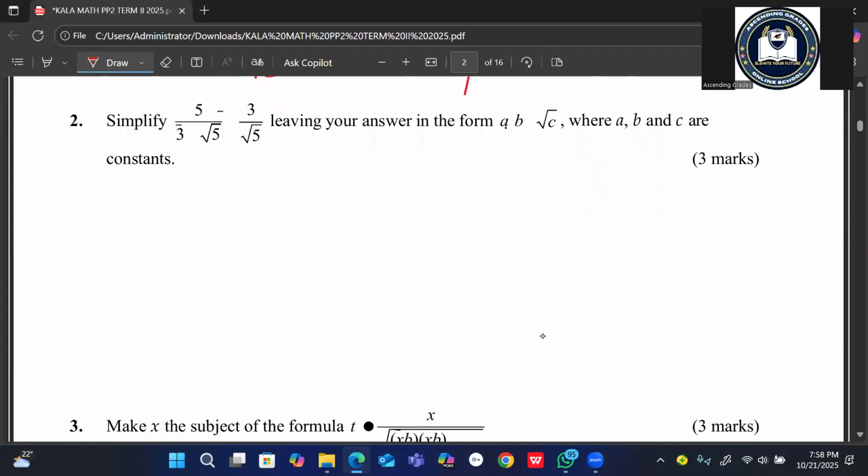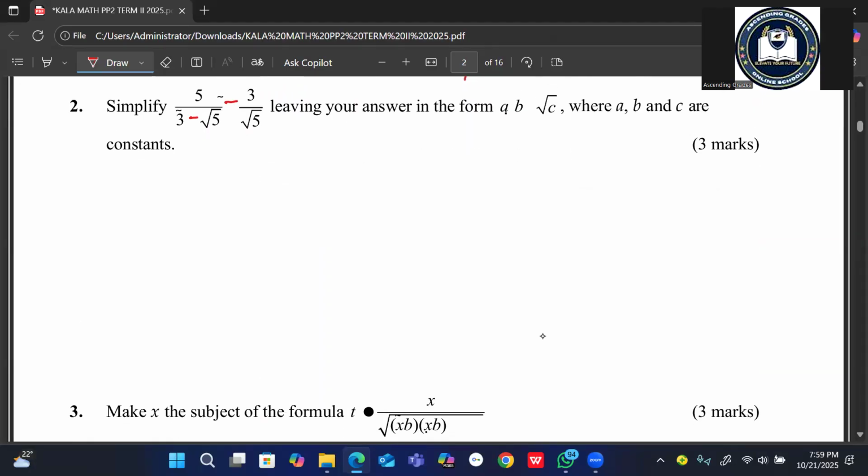Simplify 5 over 3 minus root 5, then minus 3 out of root 5, leaving the answer in the form a plus b root c, where a, b, and c are constants. So this is the knowledge of surds. It is 5 out of 3 minus root 5, then minus 3 out of root 5.